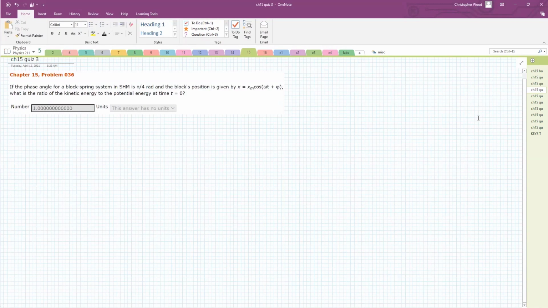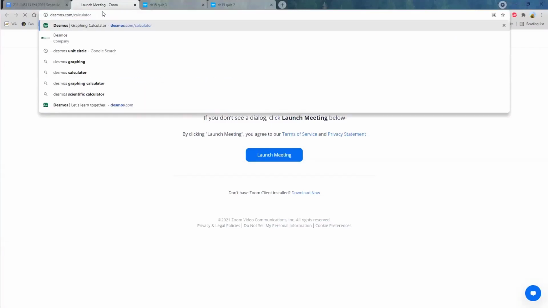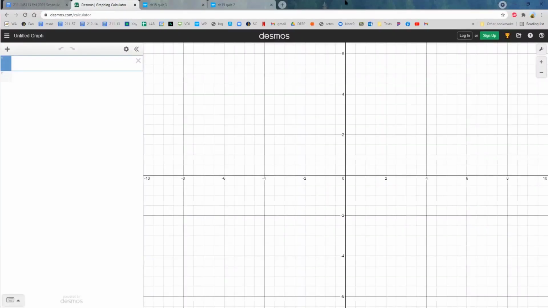Phase angle. So this is a problem just to teach us, provide insight to what a phase angle is. Let me do this. Let me go to Desmos. All right, look at this. Here's a cosine function. Y equals cosine of x. Okay. Garden variety cosine function.